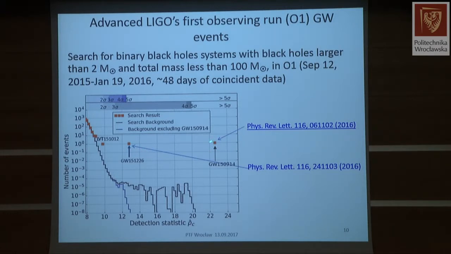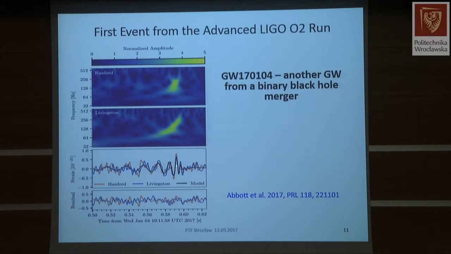This was the first signal detected, and it was the strongest. This depends on the mass: it had high mass, and it was also fairly close. There was another one detected, which was further away and had lower masses. Okay, so this was the first run.